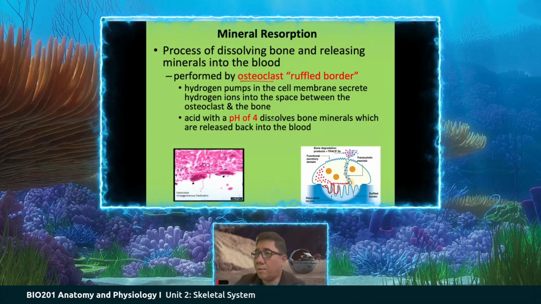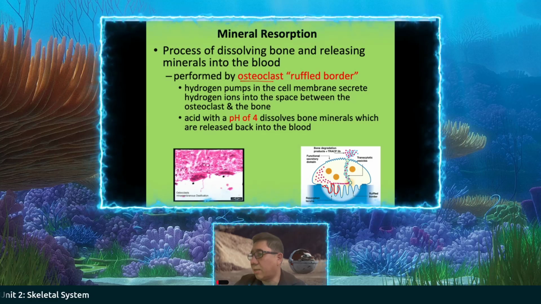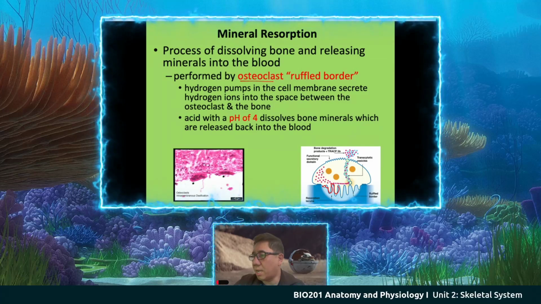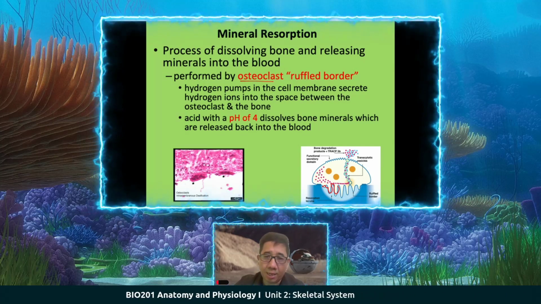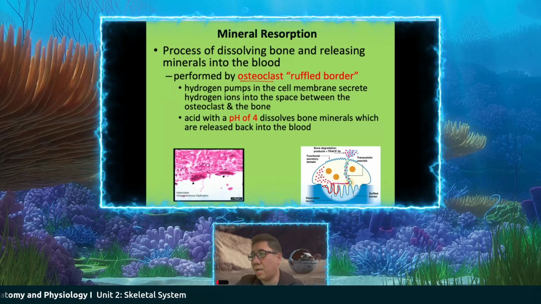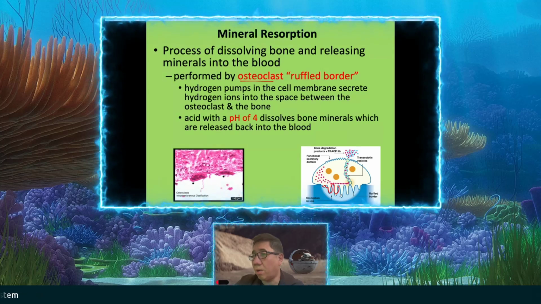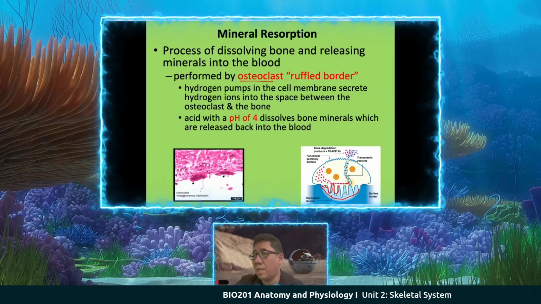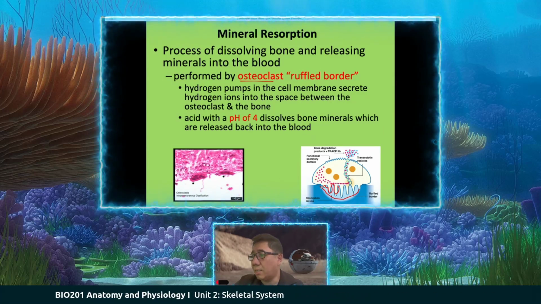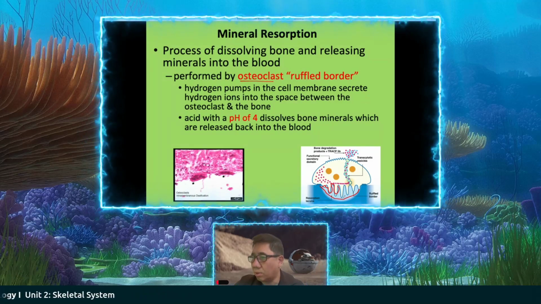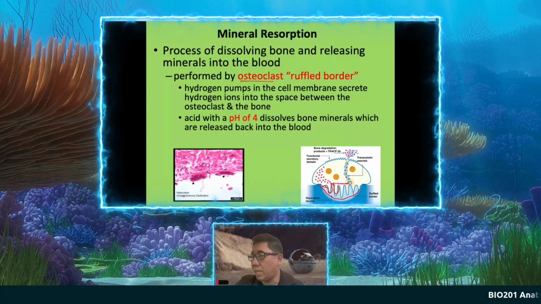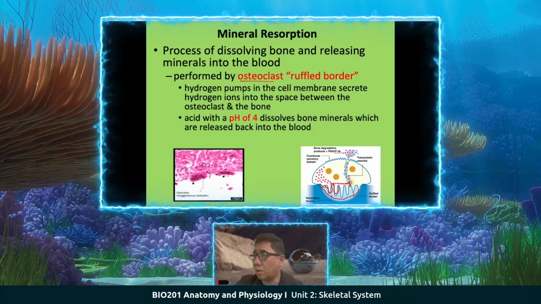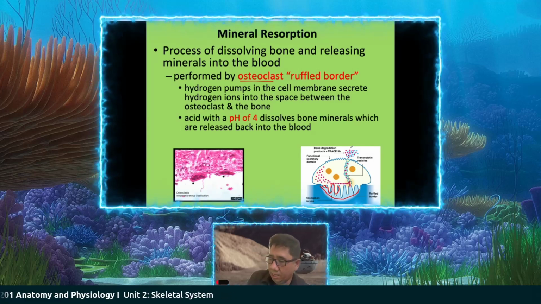They trap and secrete these hydrogen ions. Hydrogen ions are highly acidic. So when you put a lot of hydrogen ions into the little space right here between the osteoclast and your bone, these hydrogen ions will start breaking down the bone. As it breaks down the bone, the minerals are being released, as you can see, going off on the top of the bone.